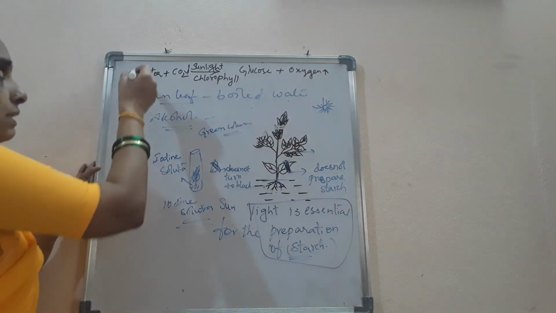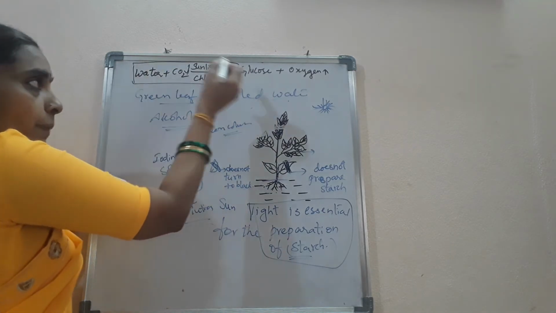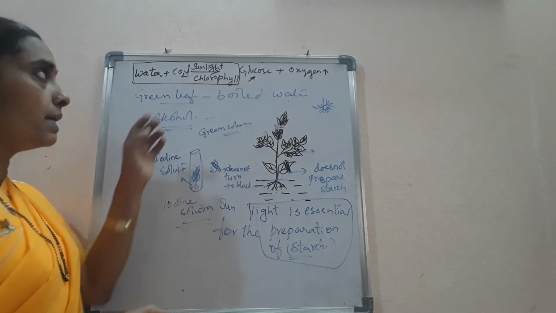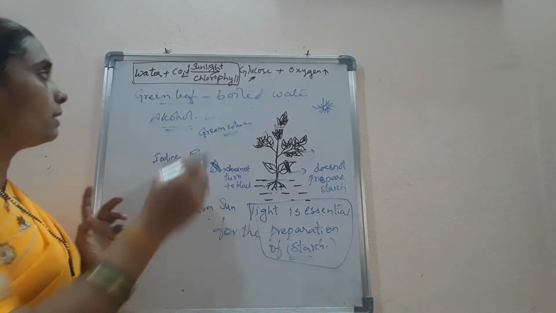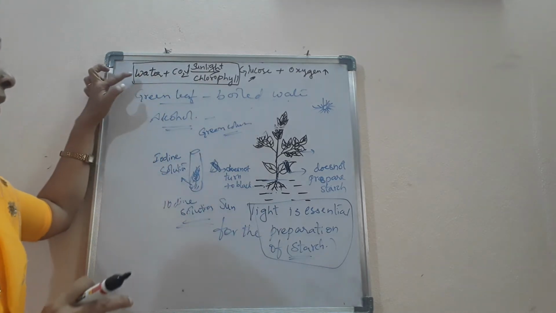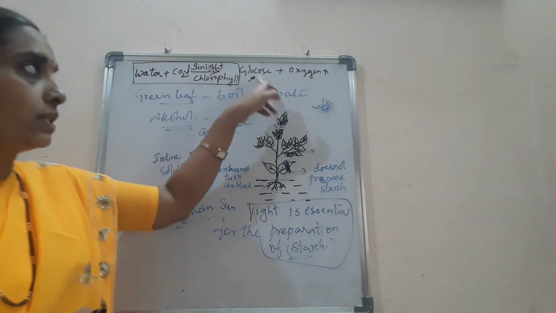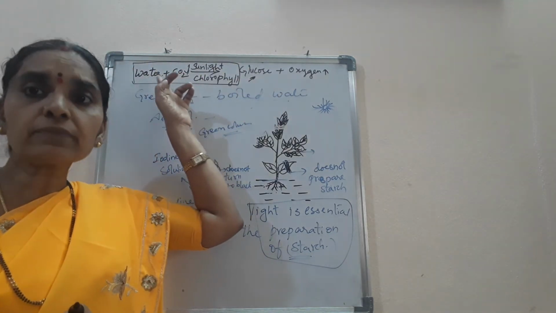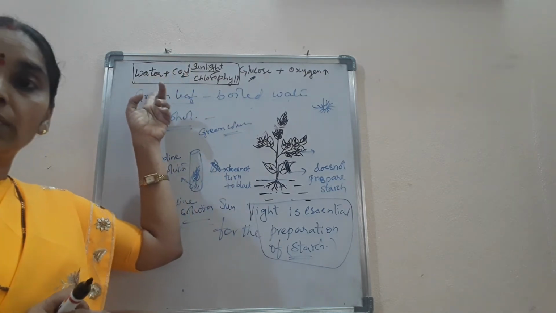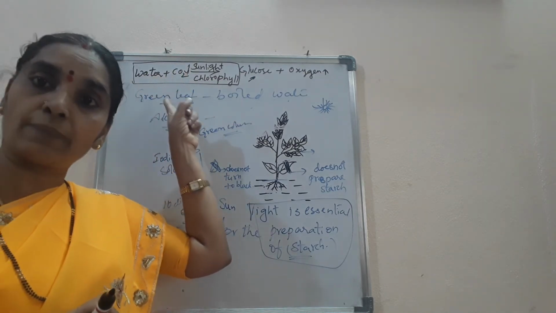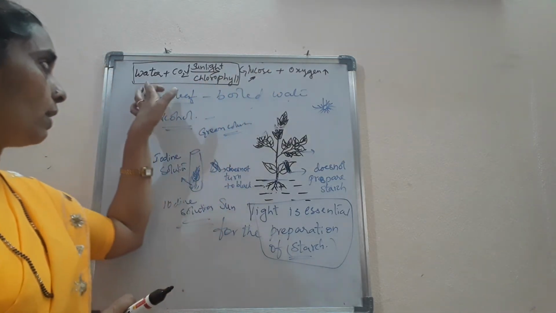So the main four substances required by the plant to prepare starch are water, carbon dioxide, sunlight and chlorophyll. Now you have experimentally proven that water is essential for the plant to prepare food, that it takes in water and grows, as Van Helmont said. It takes the water and mineral salts from the soil and grows. You have already proven this through the experiment.